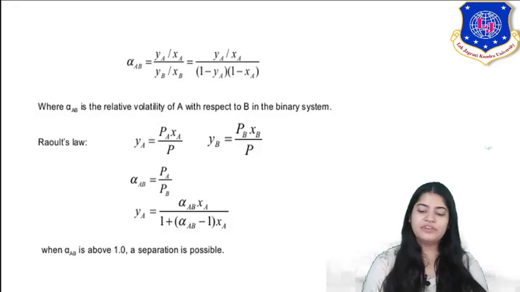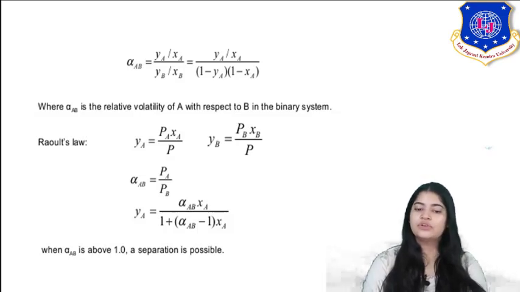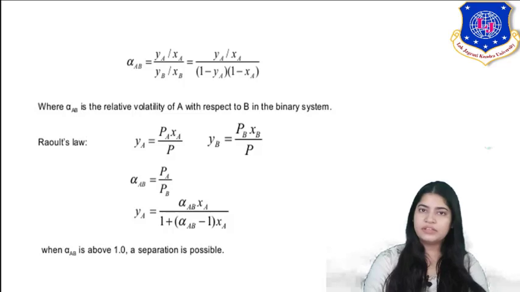That we would study when we take up a question to solve. But for right now, you have to learn this by heart, that the final relation between y and x is: YA is equal to alpha AB into XA upon 1 plus alpha AB minus 1 into XA. I have also represented my relative volatility alpha AB as equal to PA upon PB. Now don't try to just remember it, but try to be thorough with the derivations, like how you can substitute at an instant.